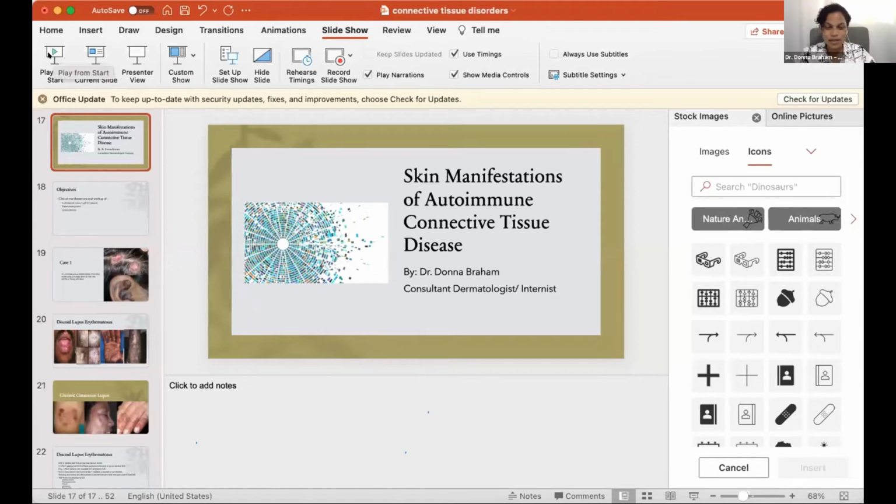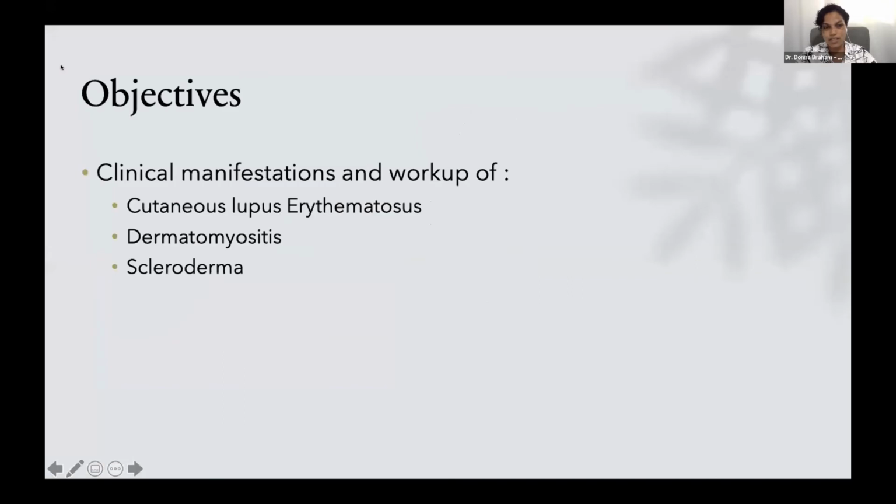All right, so this morning I'll be presenting on skin manifestations of autoimmune connective tissue disease. As you can imagine, it's a pretty large topic, so I'm going to actually focus on the clinical manifestations and the workup of cutaneous lupus erythematosus, dermatomyositis, and scleroderma.